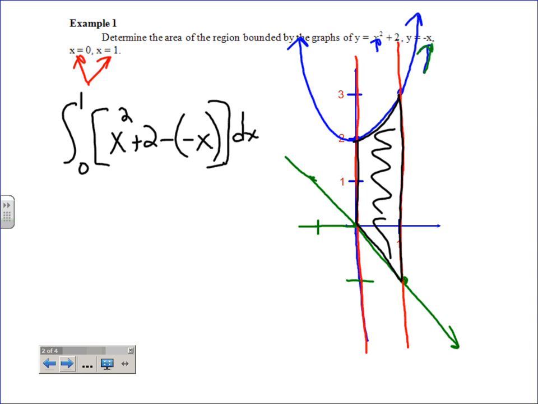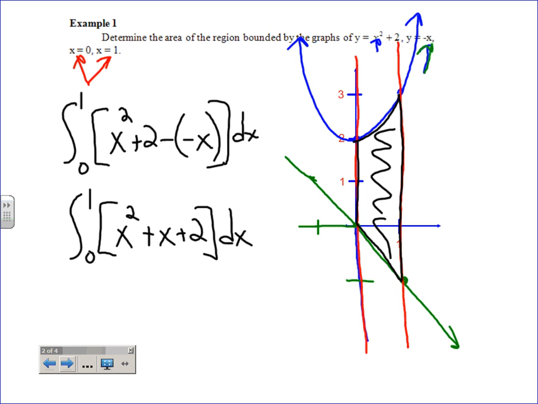Is there any simplifying I can do before we go and try and figure this out? So 0, 1. It becomes x squared plus x plus 2. Do you agree that's what we would get if we do simplifying? The question is what? Okay.